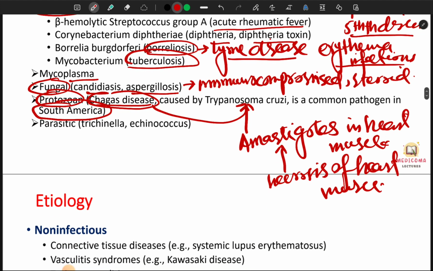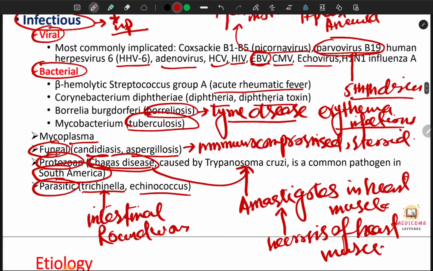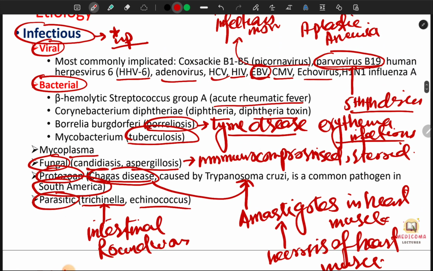And also there is parasitic infection, most commonly Trichinella, which is an intestinal roundworm. And most commonly it can involve the heart, and echinococcosis. And these are the infectious causes, in which we mentioned viral and bacterial.